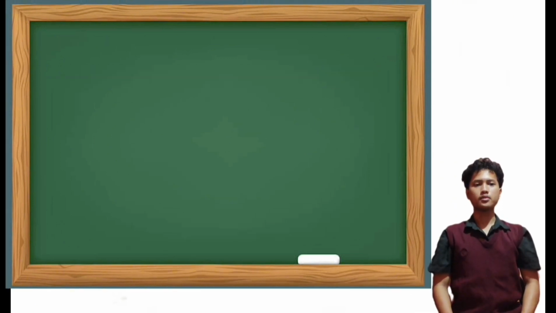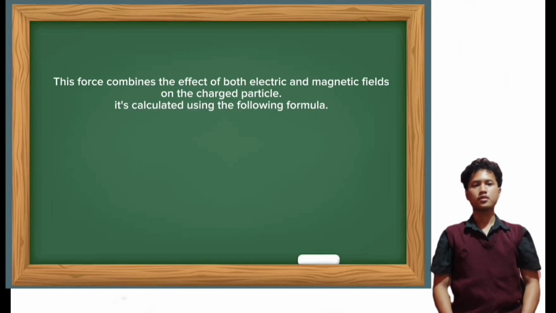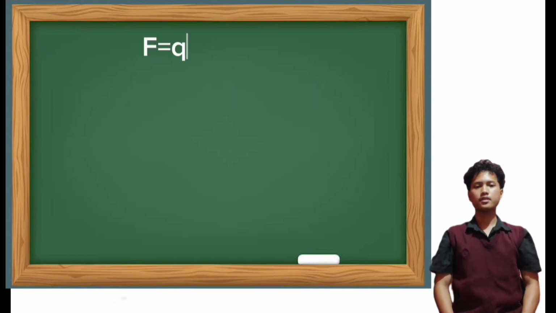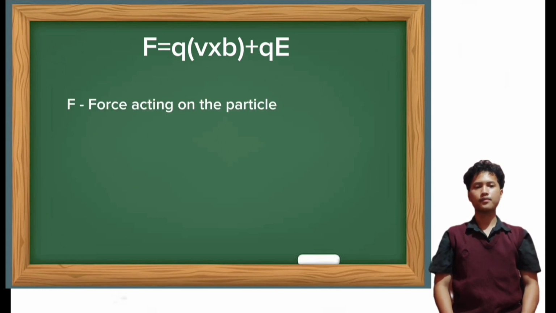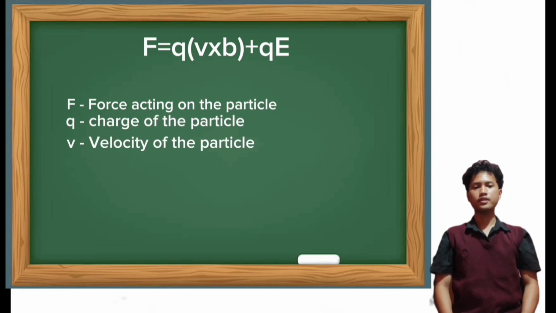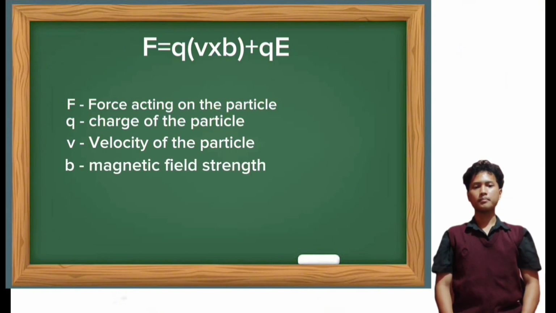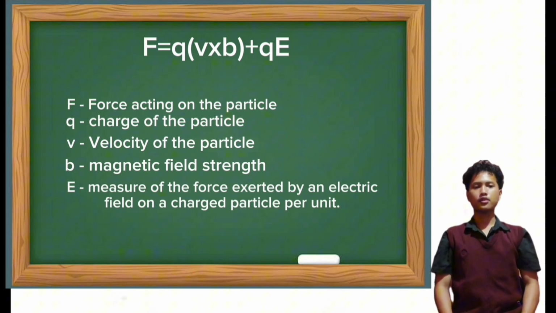The formula that we will use is the Lorentz force. This force combines the effect of both electric and magnetic fields on the charged particle. It's calculated using the following formula: F equals Q V times B plus Q E. F stands for the force acting on the particle. Q stands for the charge of the particle. V is for the velocity of the particle. B is for the magnetic field strength. E represents the measure of the force exerted by an electric field on a charged particle per unit charge.